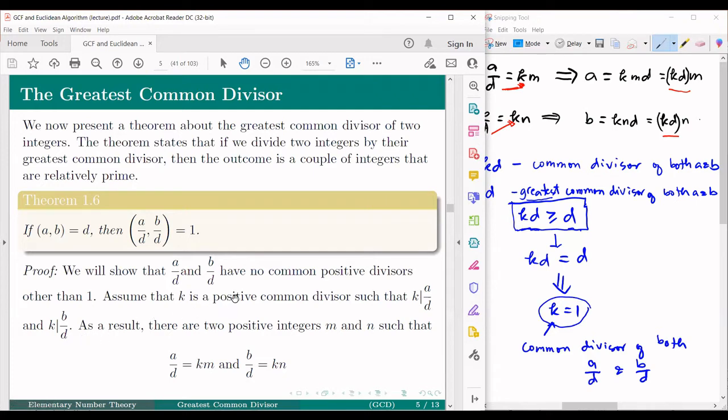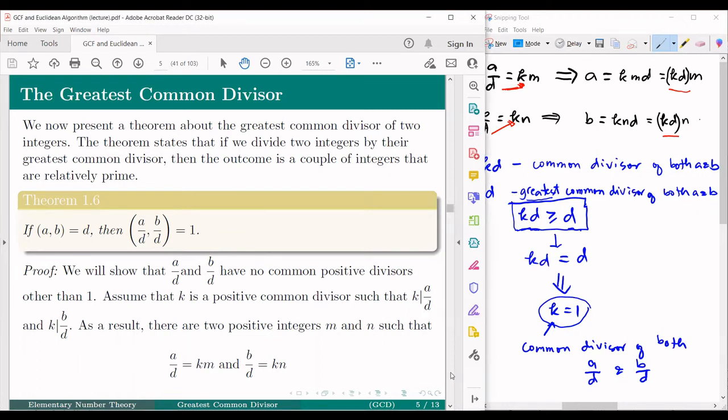So because we want to show that the GCD of A over D and B over D is 1, it means A over D and B over D have no common positive divisors other than 1. So in this case, since we have shown here that K equals 1, it means that A over D and B over D have no common positive divisors other than 1. Why? Because we let K be any positive common divisor of A over D and B over D. And we have shown here that there is no common positive divisor other than 1 because K here is just equal to 1.